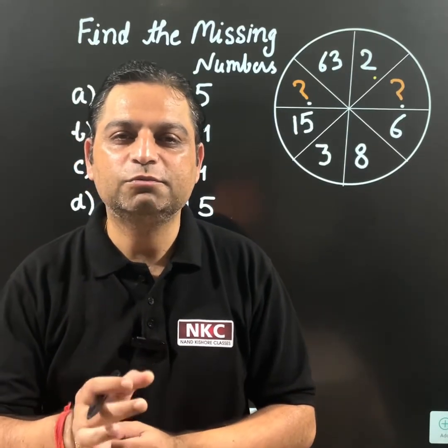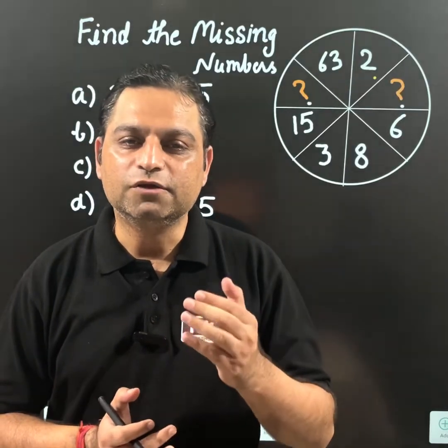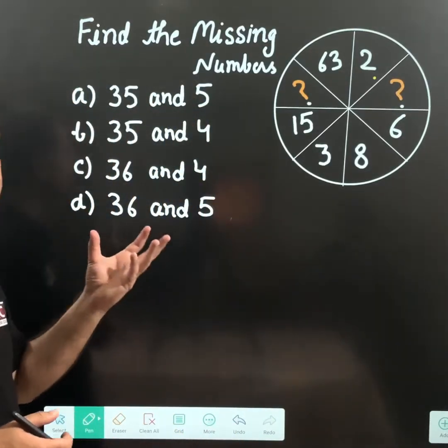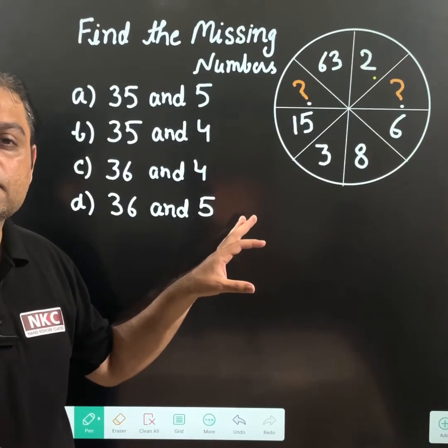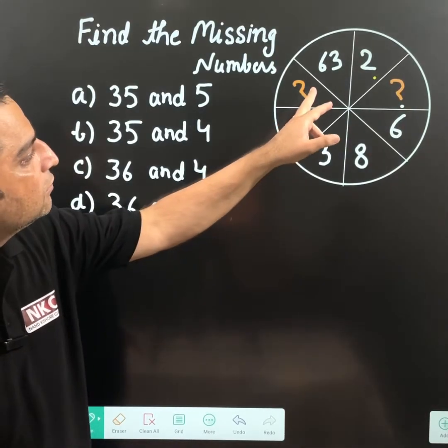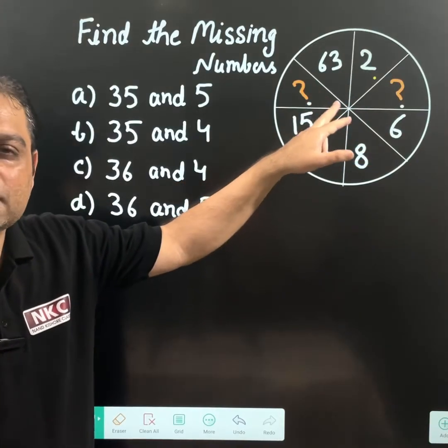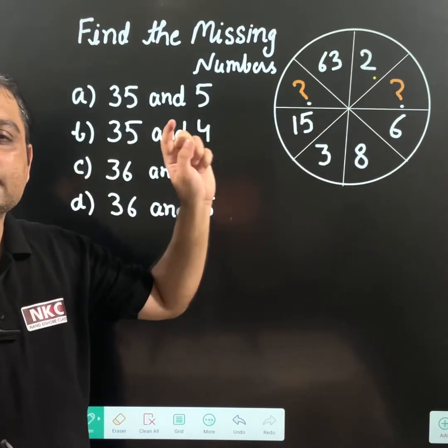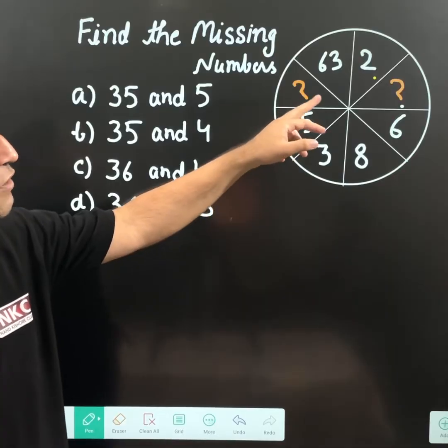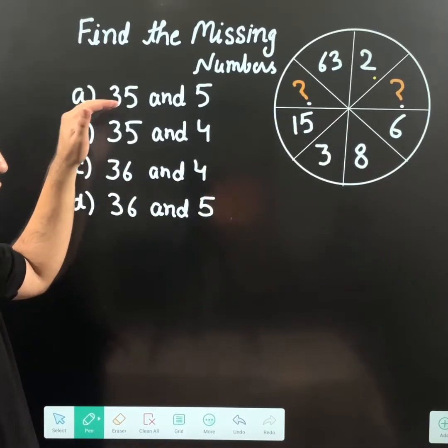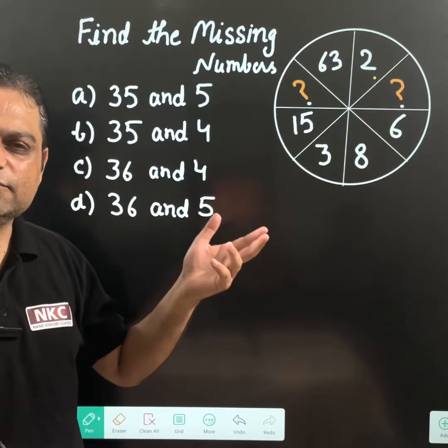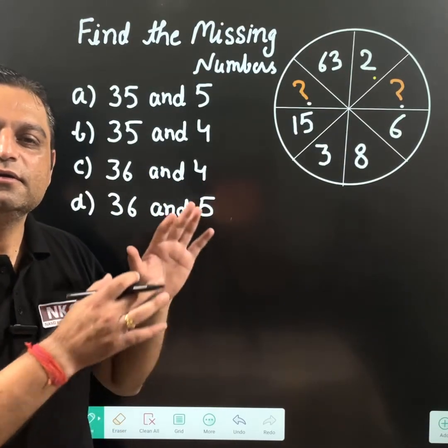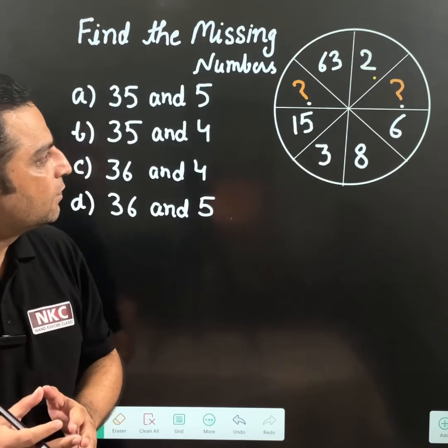Today's lecture is going to be very interesting because we are going to do a reasoning question today. If you check this question very carefully, there are two places where a question mark is there in the diagram. That means we need to find these two values and there are four options. These kinds of questions usually come in competitive exams. That is why we have selected this question.